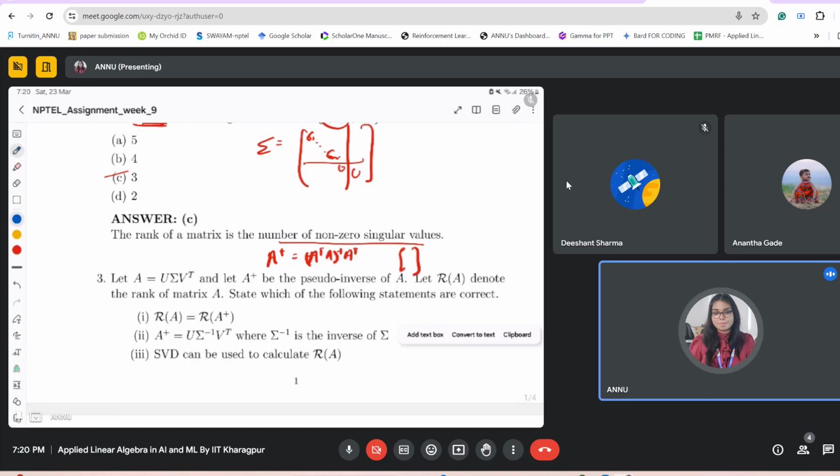In the case of no solution, what we try to do is approximate it, so that we have less error. That's why we got this A inverse. So X is actually this A inverse Y in the case of a tall matrix. This is the pseudo-inverse. Okay, so if R of A denotes the rank of a matrix, state which of the following statements are correct.